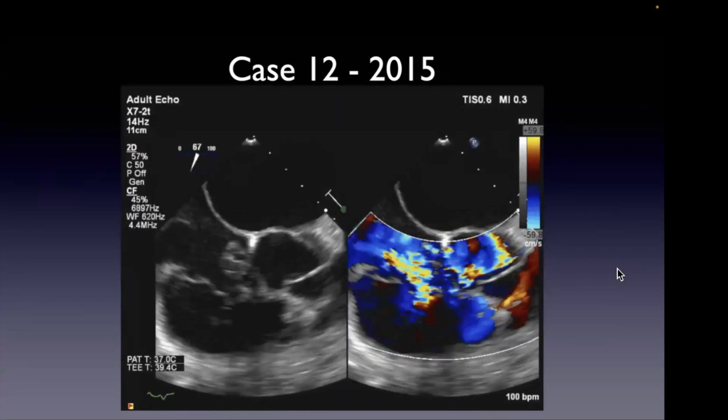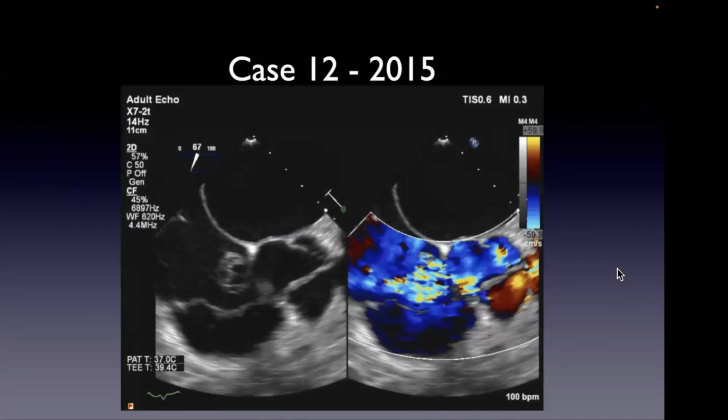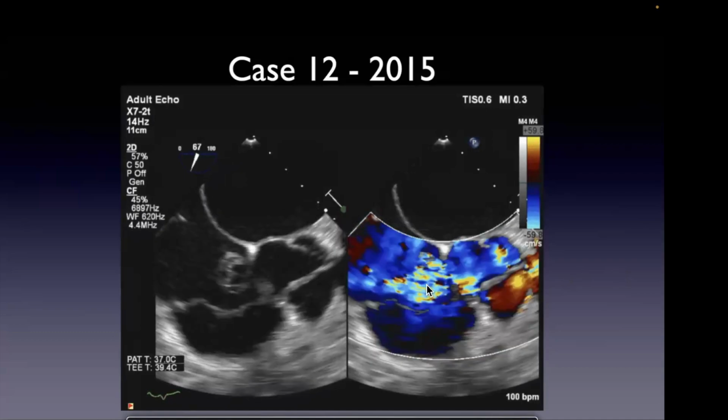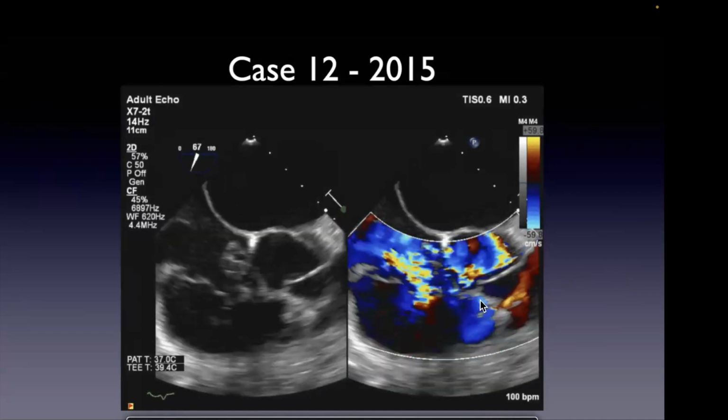Here's a TEE. I love this TEE. And you told me you never saw a ruptured sinus of Valsalva aneurysm. So now you see one. We've seen a few over time. You see it's protruding into the right atrium, with this very prominent continuous flow from the aortic root into the right atrium, spilling into the right ventricle.